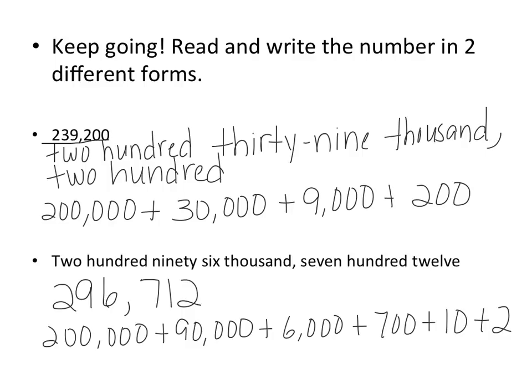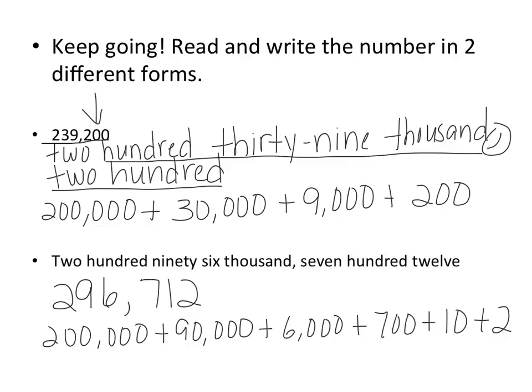So I'm going to write it in words just like I would say this number in standard form. I look at that number and I say 239,000, so I wrote it. 239,000. There's that comma. And then I'd say 200, so I'll write 200. Now I can break it down in expanded form. I have 200,000 plus 30,000 plus 9,000 plus 200. How'd you do on that one?